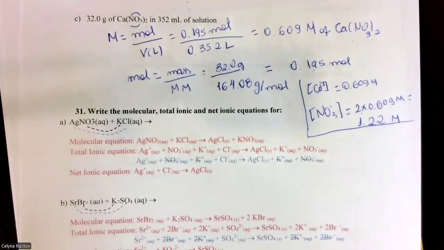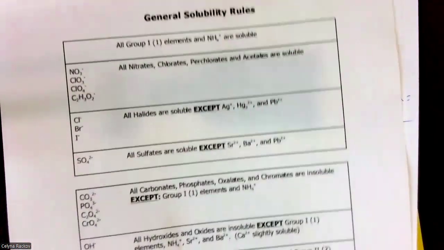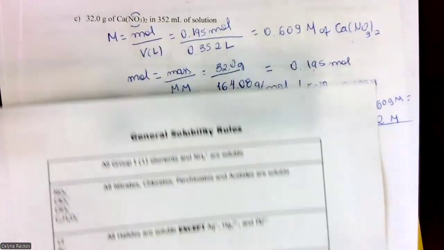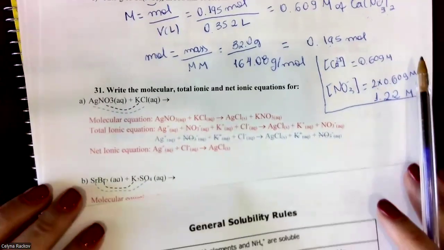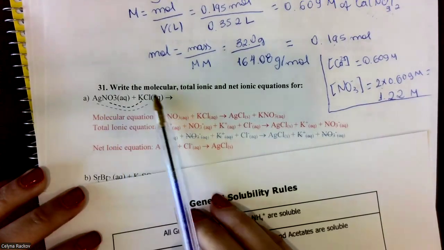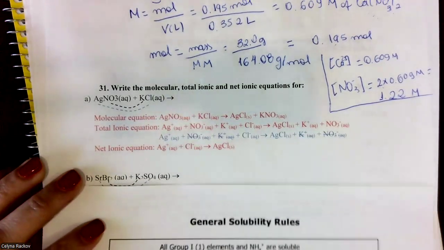So, question 1 is about precipitation. So you can use the solubility rules, right? On the exam, you need to check it here. For example, silver nitrate with potassium chloride. So what are going to be the products?